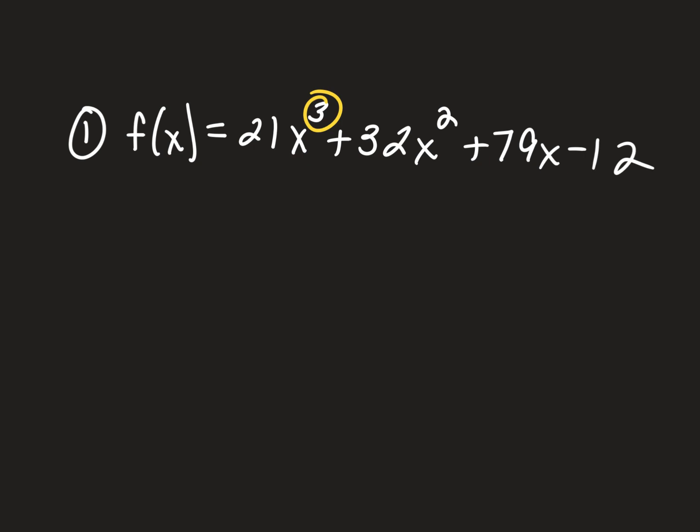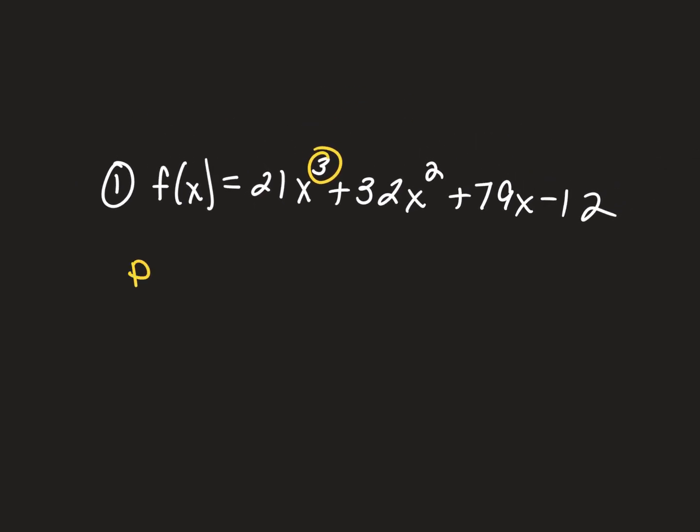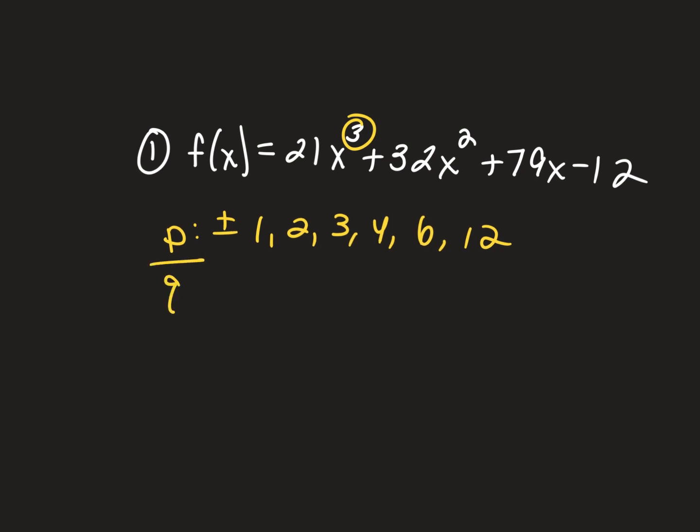So the first thing you should try and do, obviously, group it. It's not going to group. So we do P over Q, all right? P, plus minus, all of the last term factors. So 1, 2, 3, 4, 6, and 12. Agree? Okay. Over Q. So the first term, plus minus 1, 3, 7, and 21. We also have to account for what? What else do we have to account for?